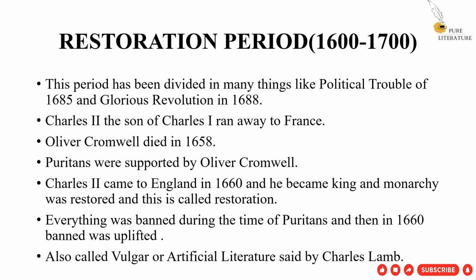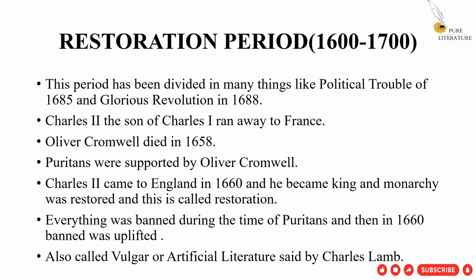The Restoration period has been divided into many things, like the political trouble of 1685 and the Glorious Revolution in 1688. We know that Charles I was killed or beheaded. Charles II, the son of Charles I, ran away to France and went to his relatives and started living there. And the Puritans were supported by Oliver Cromwell. But after the death of Oliver Cromwell in 1658, for 11 years, the Puritan Empire was totally dead.